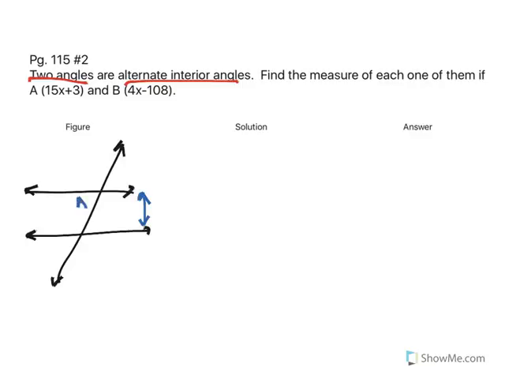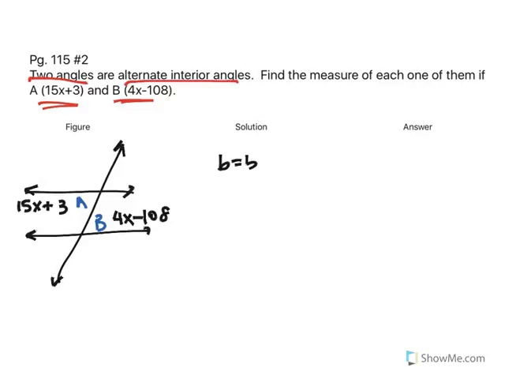Okay, so we can put one angle here, and we can put one angle here. Does this satisfy the condition? Yes, they are on alternate sides of the transversal, and yes, they are both interior angles. Okay, great, we're good to go. We have our figure. Now, let's label these angles with their appropriate amount that is given in the question. So A is 15x plus 3, and B is 4x minus 108.